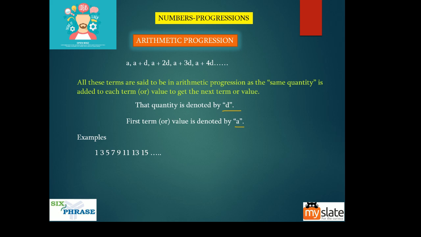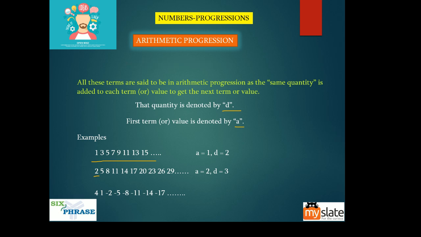Now, examples: 1, 3, 5, 7, 9, 11, 13. Tell me what A is in this case. A is 1. What is D? D is 2, right? What is A here? A is 2. What is D? D is 3. What is A here? A is 4. What is D?